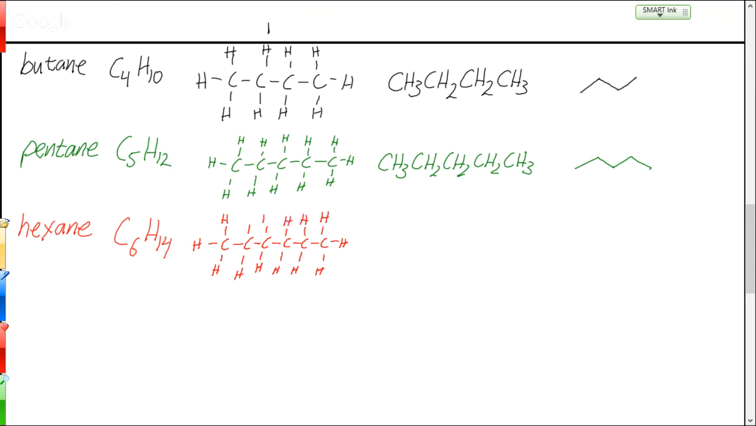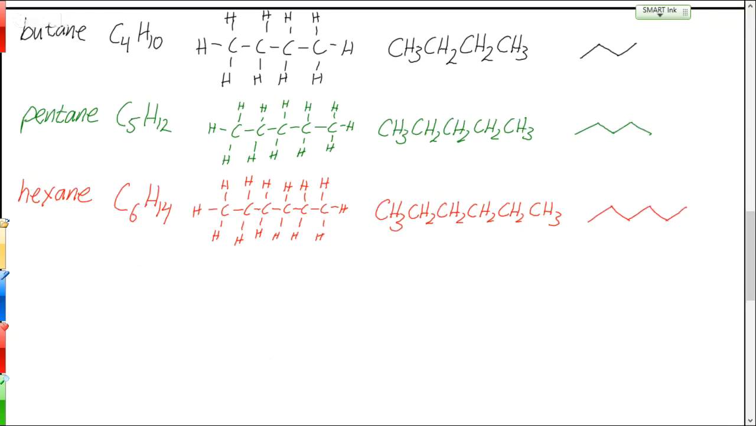So you can see these Lewis structures getting pretty tedious here. Even the condensed structure is starting to get a little bit tedious. And that's why we start using these line structures, because they're so much faster and easier to draw. All right, so that's the first 6 or so.